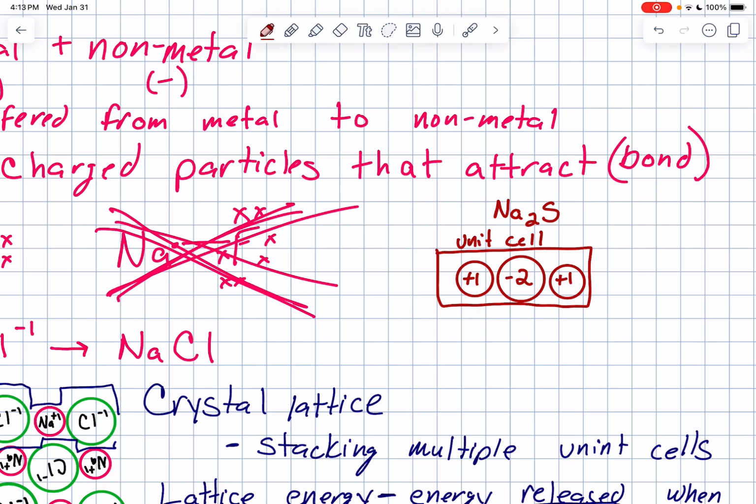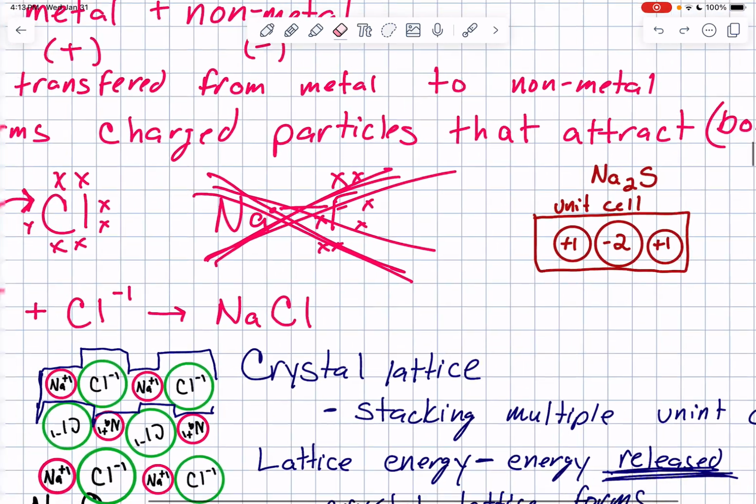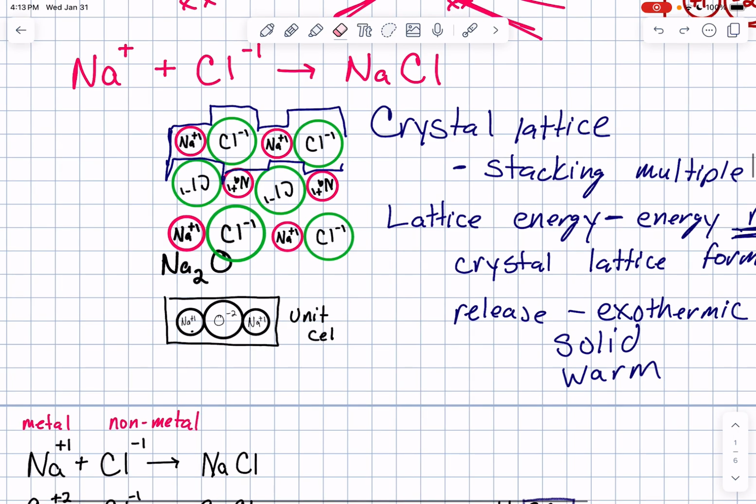Remember we said that bonds are attraction, and so we don't have lines here. I know sometimes when we picture bonds, we picture them being physically connected. That's not the case. It's just the attraction of the electrons to the other atom's nucleus. And so that attraction is what we call a bond. Well, these aren't exactly going to stay as just single unit cells. What happens is that these will bond, they'll mix around, and they will stack. And when they stack, they'll stack in alternating charges and form a crystal lattice.